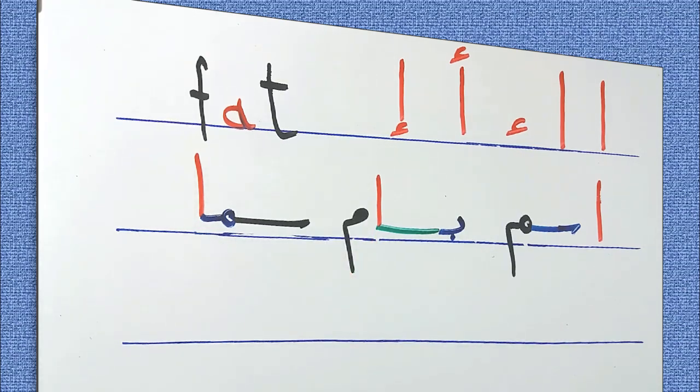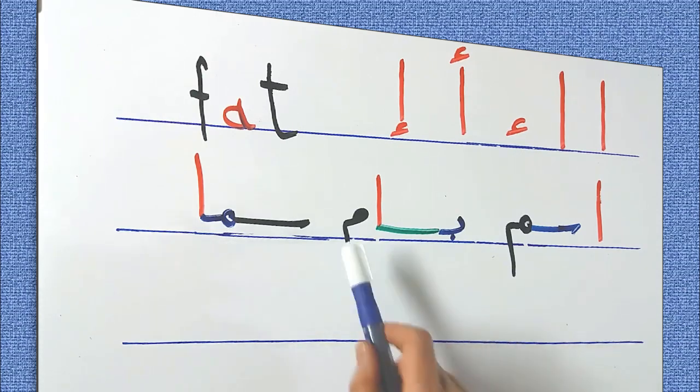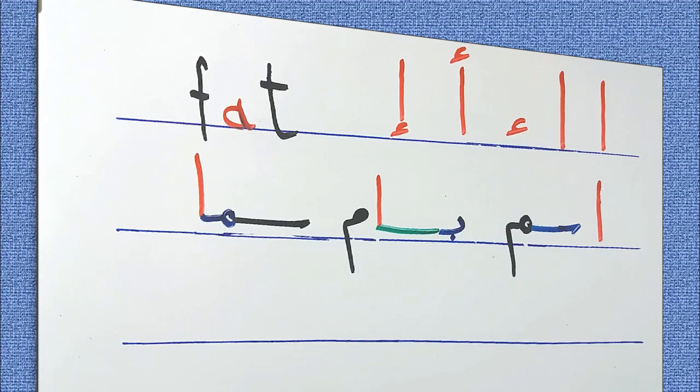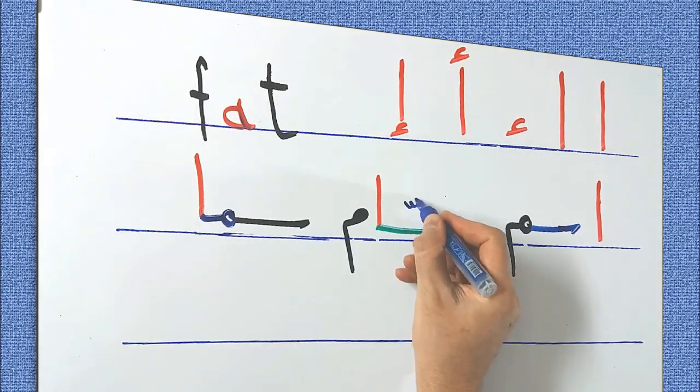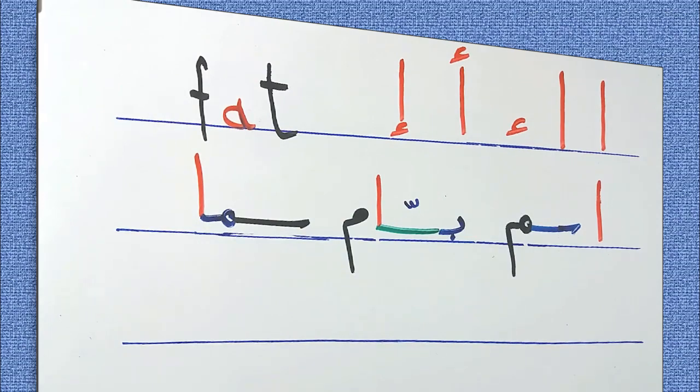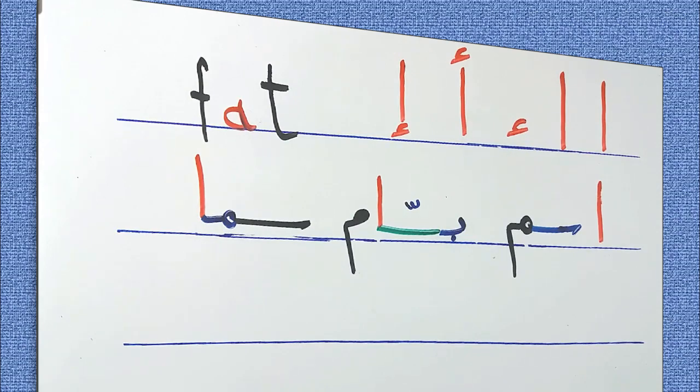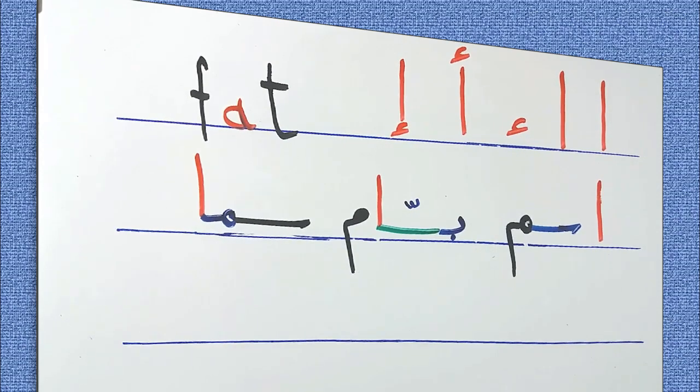Okay. Now you notice that there is a stress here on the Seen. We didn't say Basam, we said Bassam. Now what's the reason here? Because here we have a little mark called Shadda. Shadda here is a stress. So it's like a double letter. So it says Bassam, not Basam. Okay?